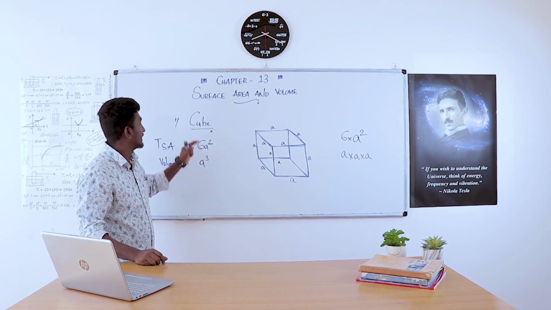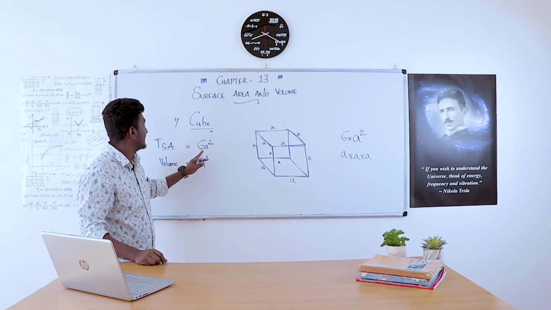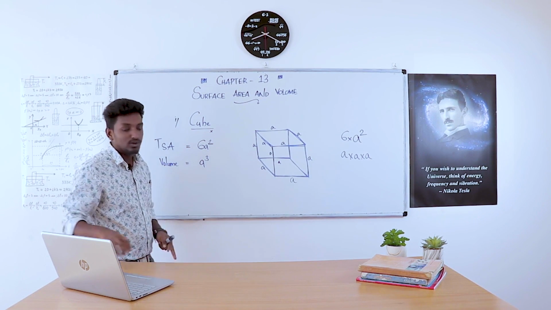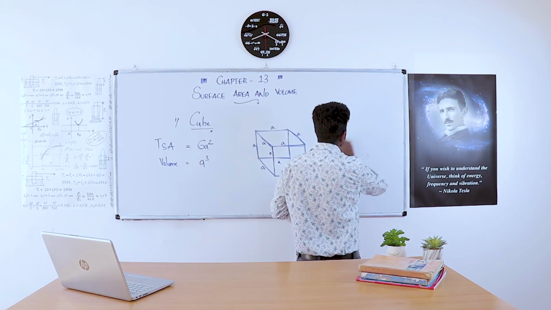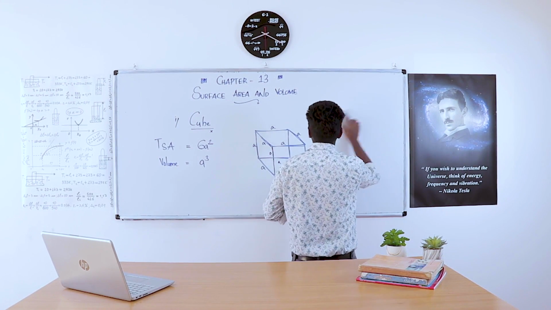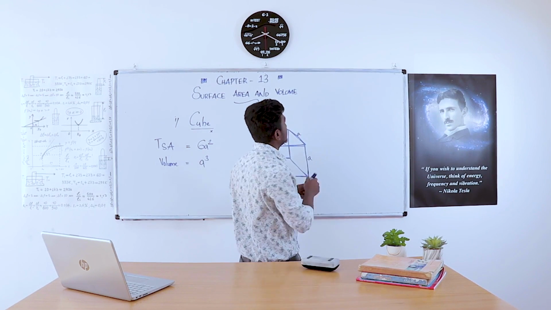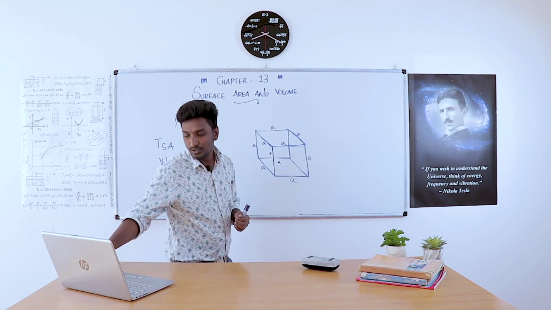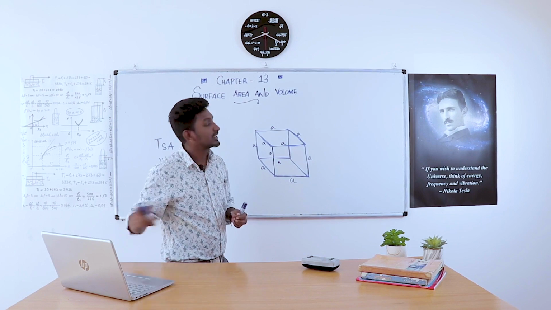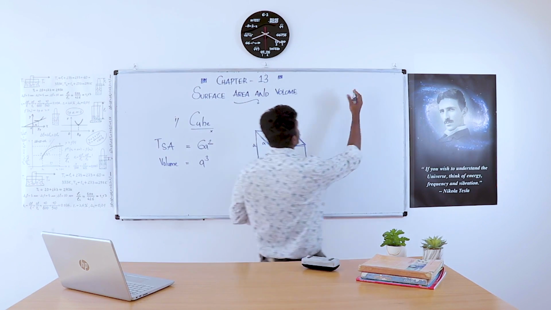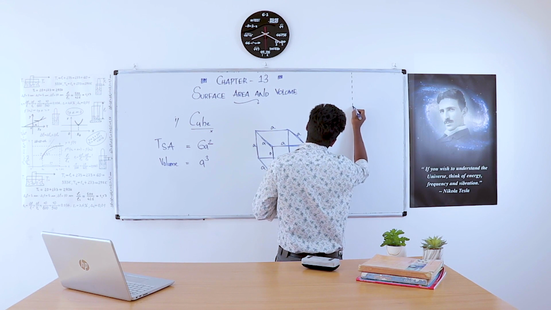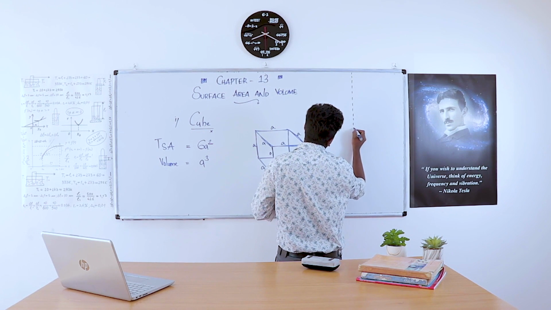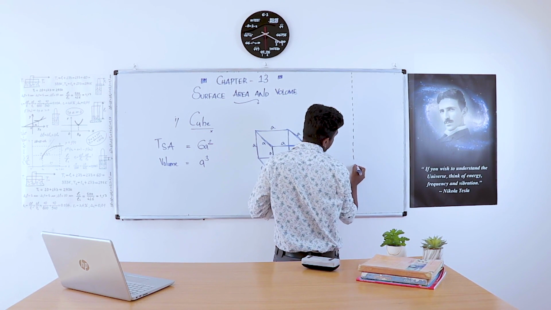Okay. For a cube, the total surface area is 6a square. Volume is a cube. I am writing the equations one by one on the right side of the board. So the first figure is a cube. For a cube, the total surface area is 6a square and volume is a cube.